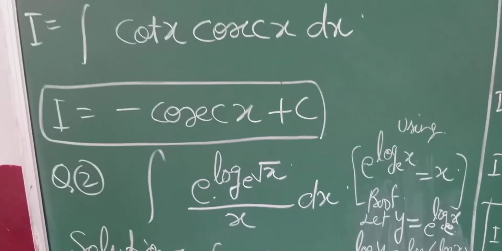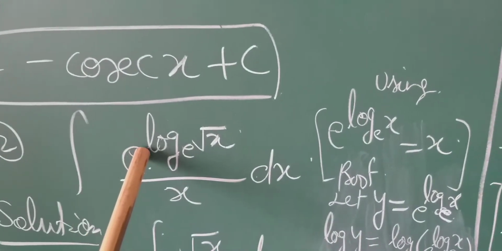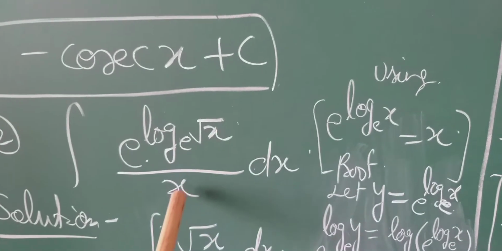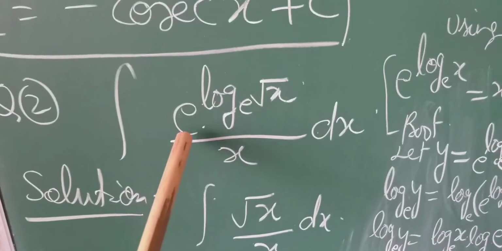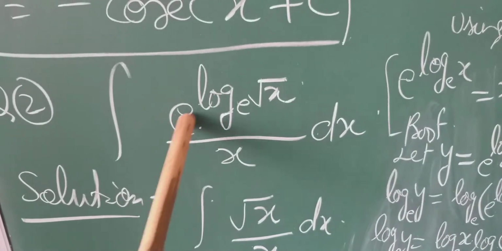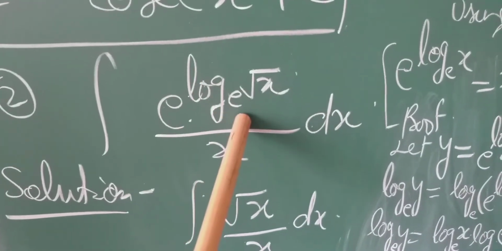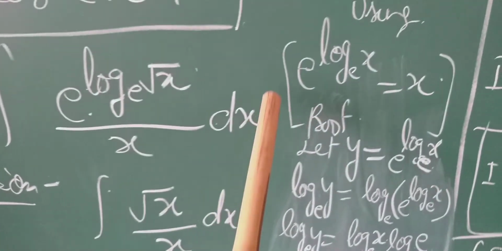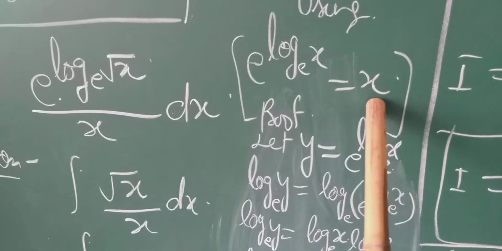Now question number 2, we have to find the integration of e to the power log e base root x upon x dx. So students, we know very well that e to the power log x equals x. So e to the power log base e root x equals root x. Students, e to the power log x equals x. How can you prove this?